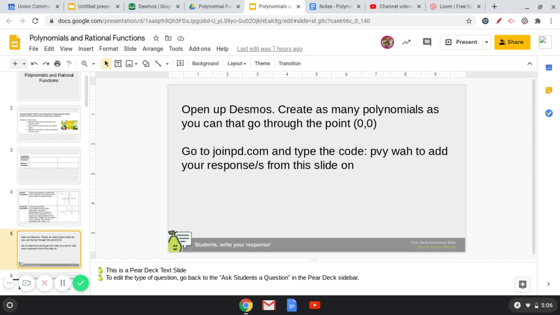Okay, so for the sake of this video, let's create some polynomials that go through the point 0, 0, which means it has an x-intercept at 0. Another word for x-intercept is zero. And another word for x-intercept is the root. So find the root of the function. That's the word I prefer to use, the root of the function.